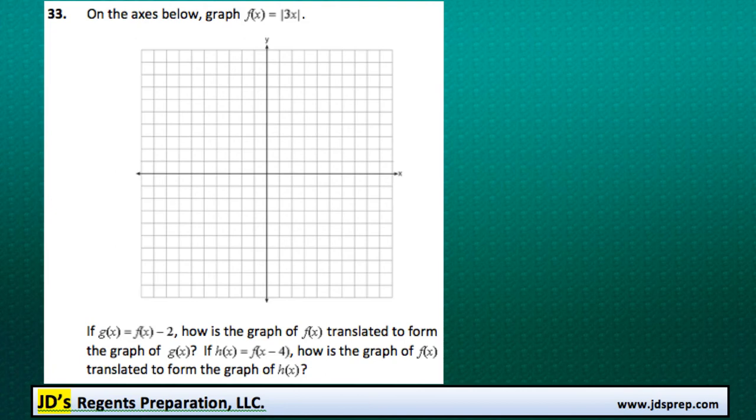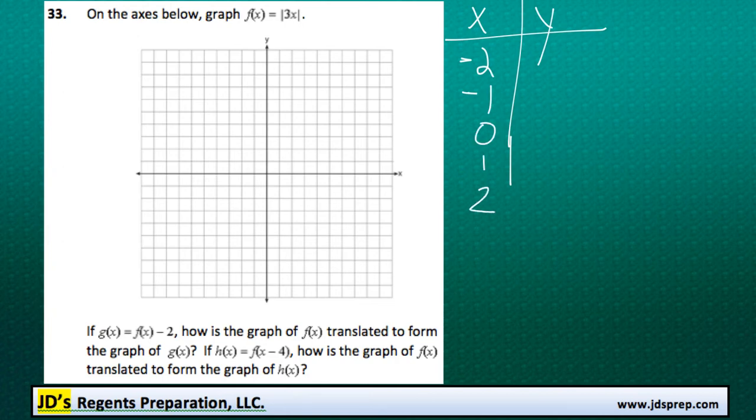This is problem number 33 from the August 2014 Algebra Regents exam. So the first thing we need to do in this problem is graph f of x equals the absolute value of 3 times x. So I think it would be helpful to create a table of values here. And maybe we'll do some x values between -2 and +2. That should probably be enough information.